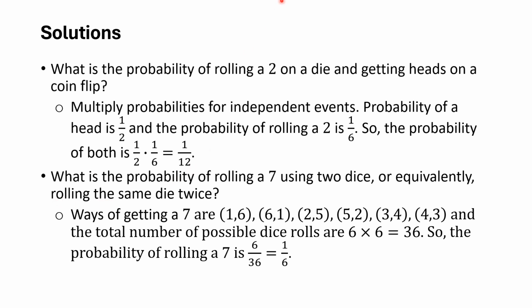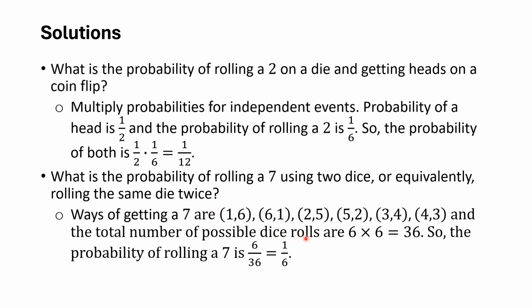And the next problem is, what is the probability of rolling a 7 using 2 dice? So we have 6 ways of getting a 7. We can have a 1 and a 6, a 6 and a 1. So these are different because this is die number 1, this is die number 2. And 2, 5, 5, 2, 3, 4, 4, 3. So there's 6 ways of getting a 7.